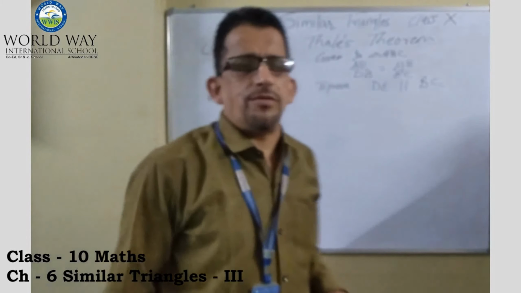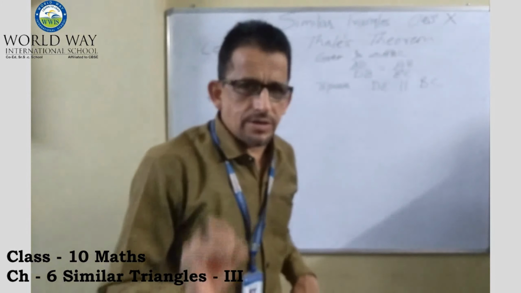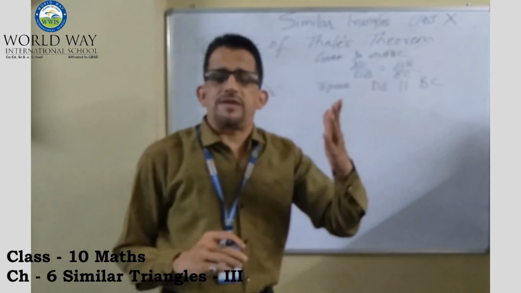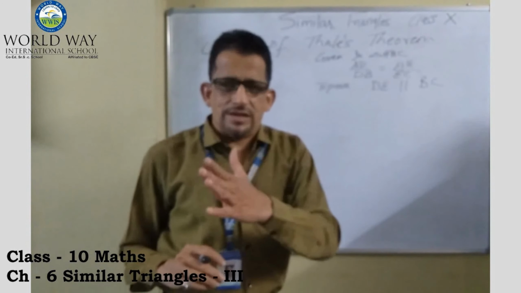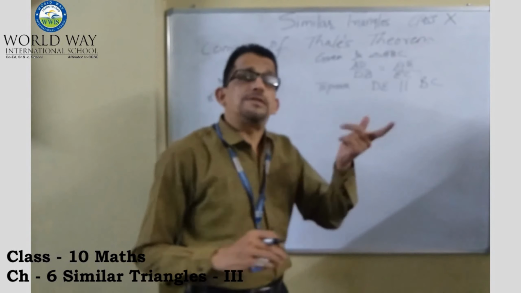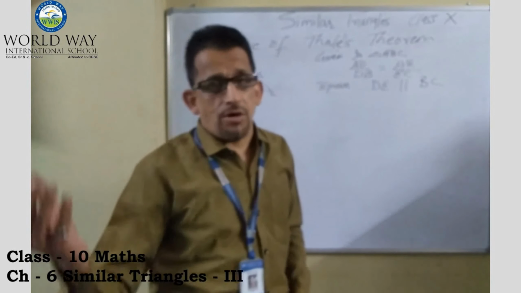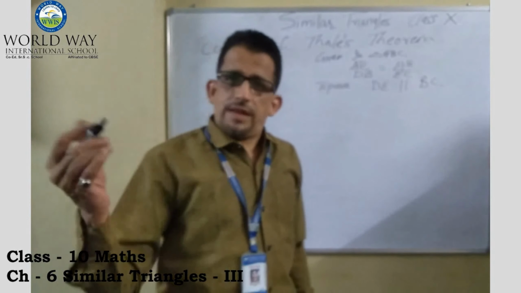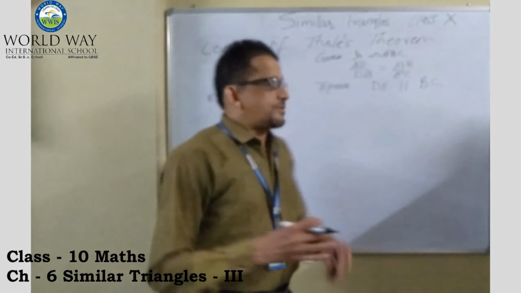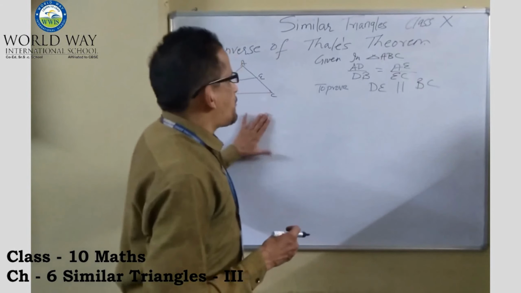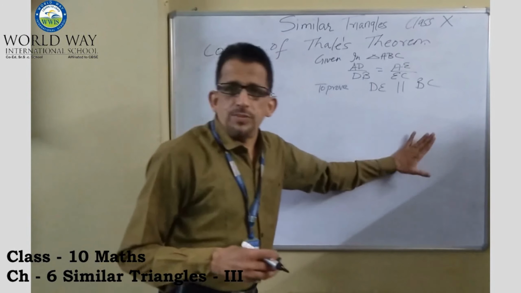So this theorem we have to prove with the method called contradiction. Contradiction method. 9th class में हमने पढ़ा था कि root 2 is rational या root 2 is irrational. So let us suppose that root 2 is rational, and then we have to prove at last that our assumption is wrong, and that's why we say that root 2 is irrational. So similarly the contradiction method we have to use in this theorem, कि हमें prove करना है DE is parallel to BC.